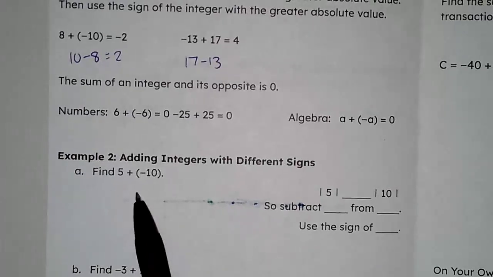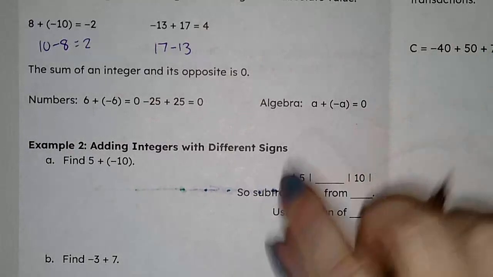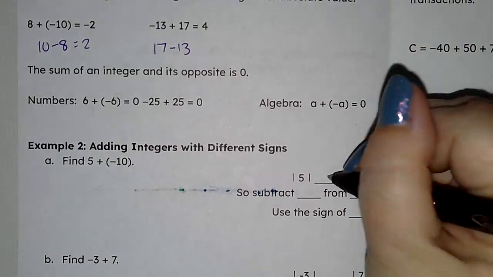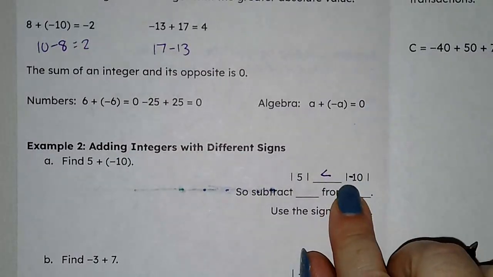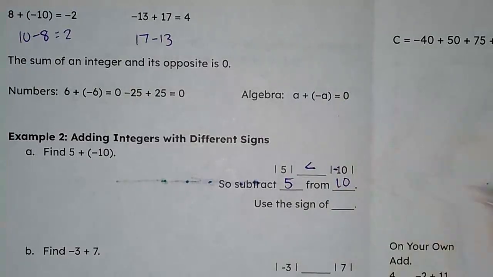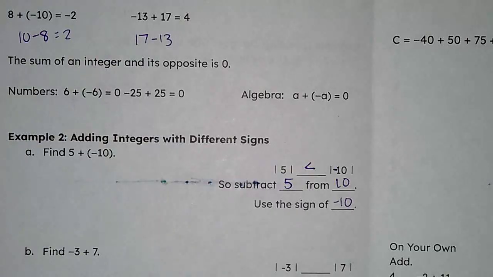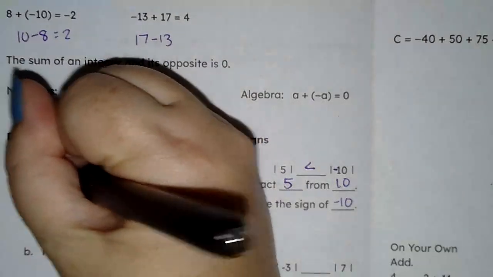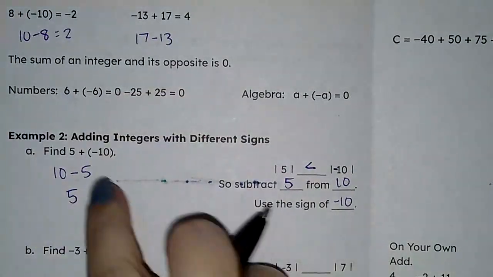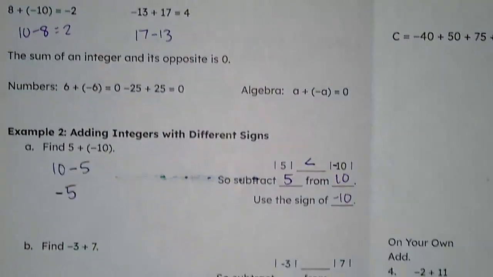So for example, here I've got 5 plus -10. So the absolute value of 5 is less than the absolute value of -10. So we're going to subtract 5 from 10 and use the sign of -10. So we're going to do 10 minus 5, which is 5. But then because this is negative, we're saying -5.